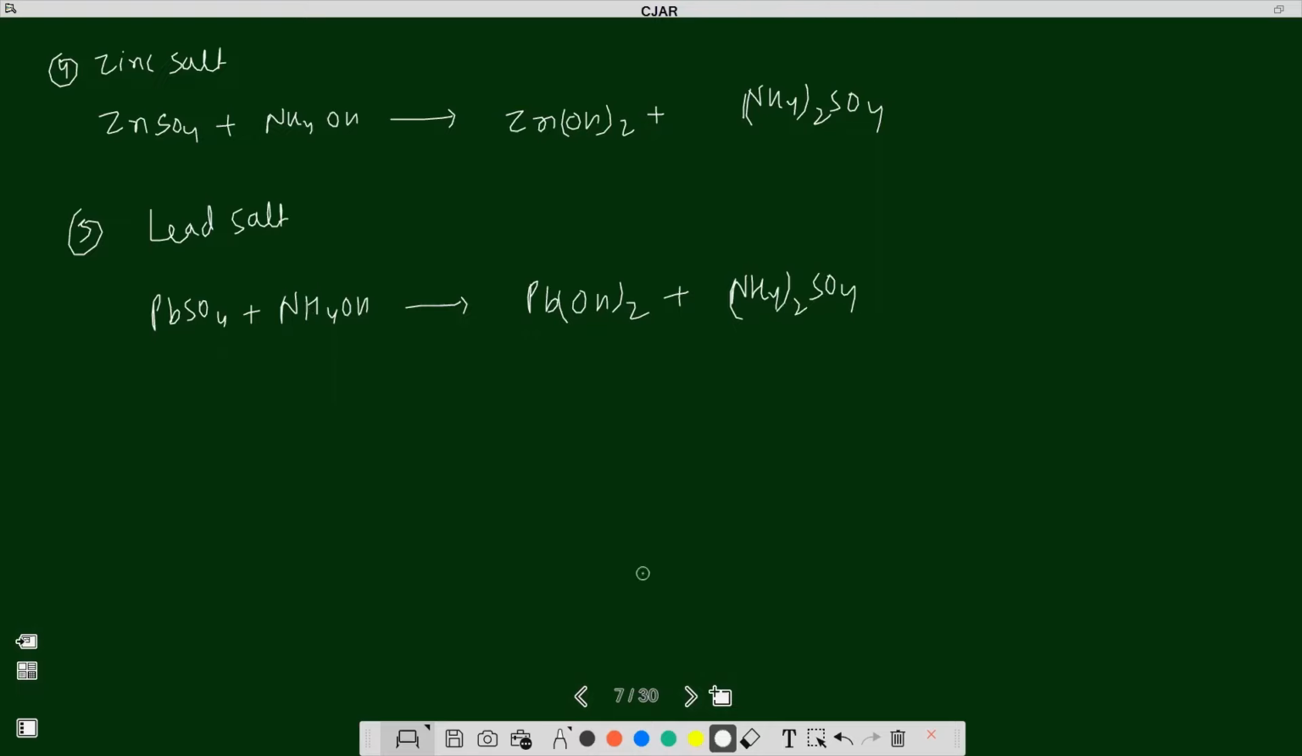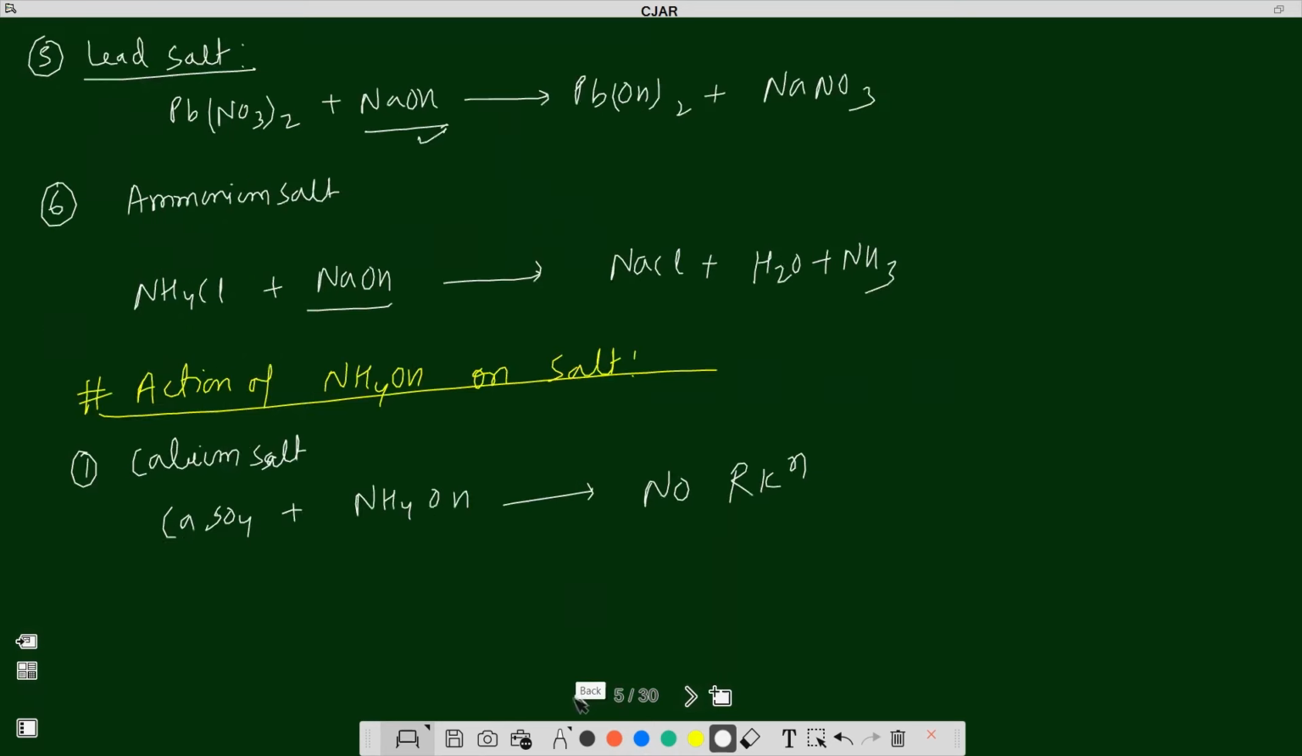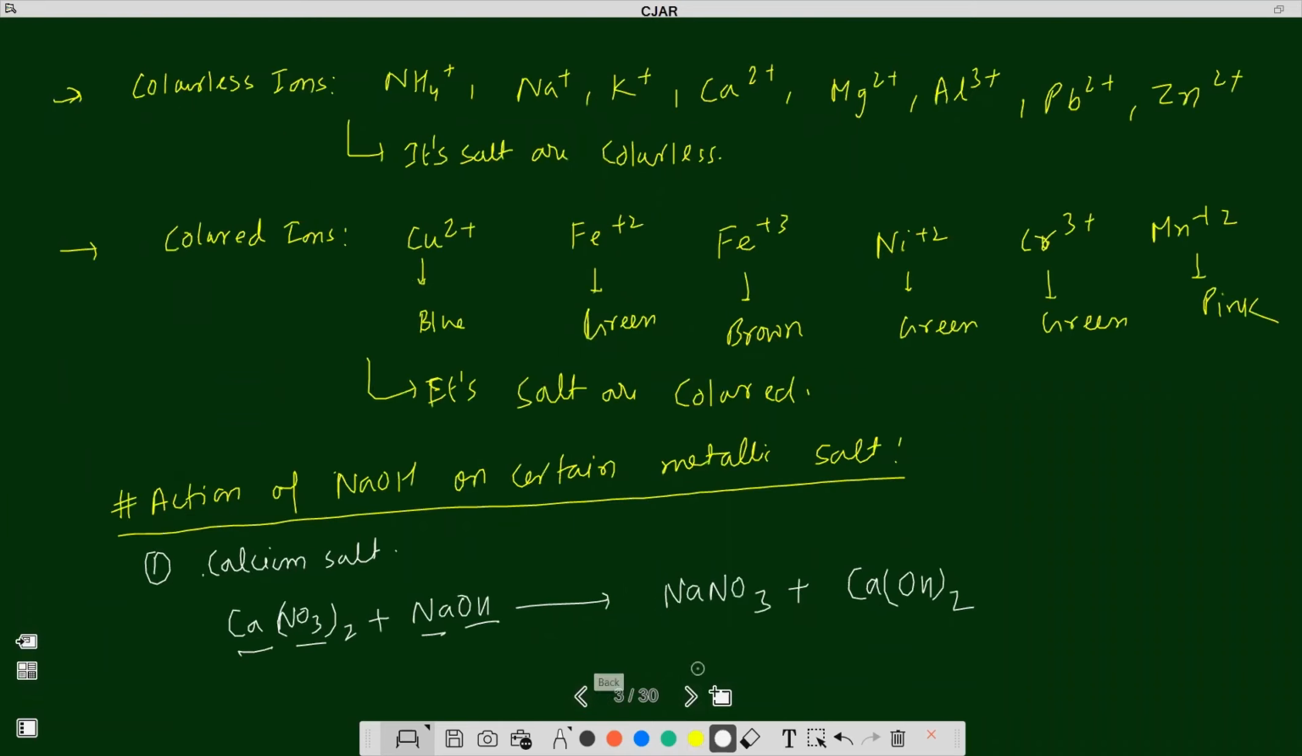Understood? Okay. So this type of reaction will occur, and in all these cases you just have to memorize one thing: whether the prepared product is soluble or insoluble. Like here, sodium nitrate and calcium hydroxide are formed. Calcium hydroxide is marked downward, which represents a precipitate. It is a white precipitate, and it is sparingly soluble, or you can say very less soluble.